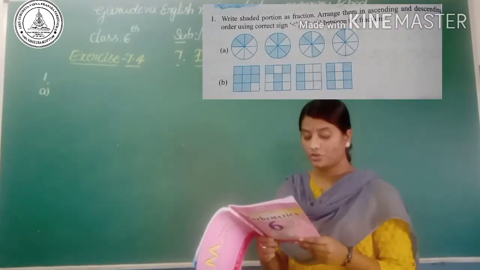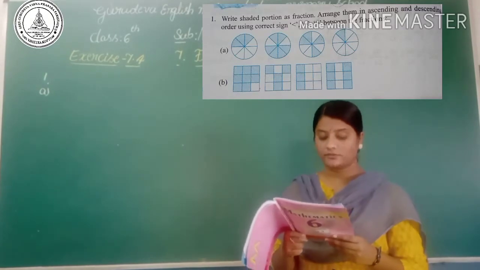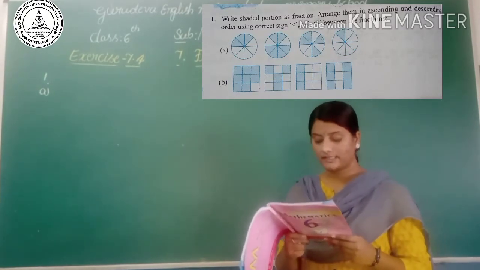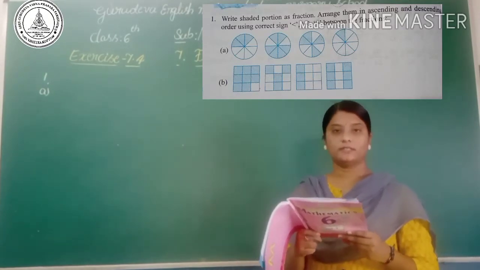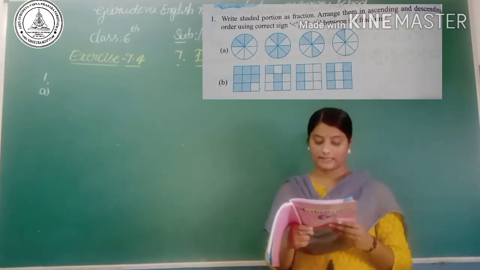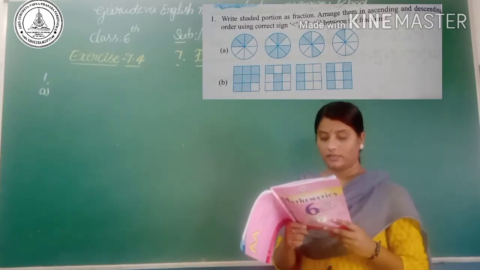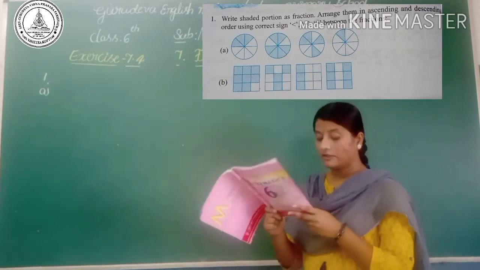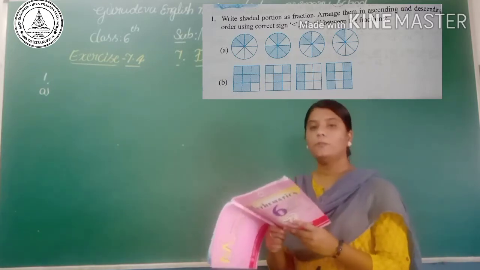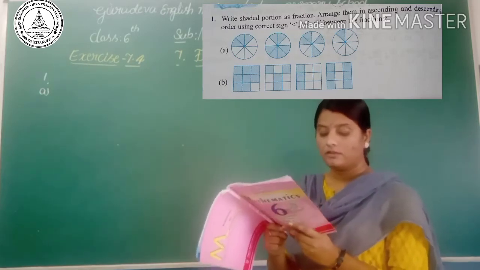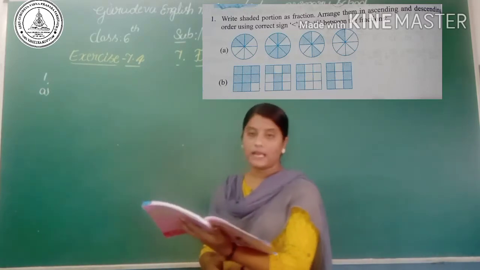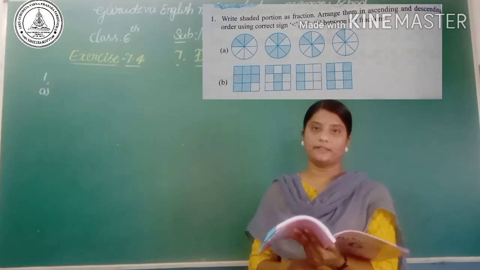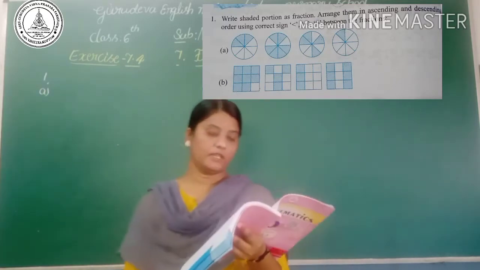In the first question, write the shaded portion as a fraction, and arrange them in ascending or descending order using the correct sign, less than, greater than, or equals, between the fractions. Okay, here in the first question they are given 4 pictures. So by observing the pictures, you have to write the fraction of the given pictures.